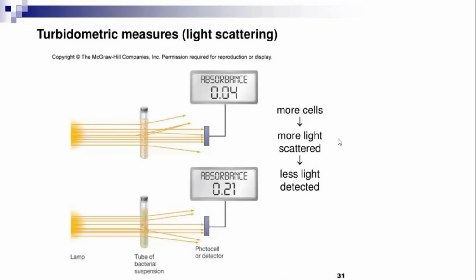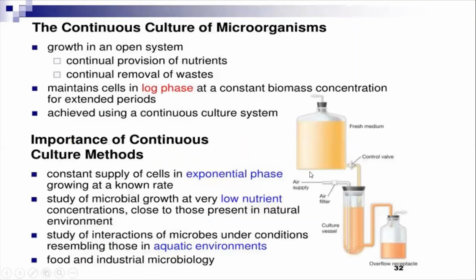Okay, no issues. Just understand that when you have more absorbance, it means more bacteria is present in the sample. Now, we have the continuous culture of microorganisms. What is a continuous culture? It means we keep on adding a new batch of nutrition, and always we remove the waste. Because of this, the cells are always in the log phase, and we get a continuous culture system.